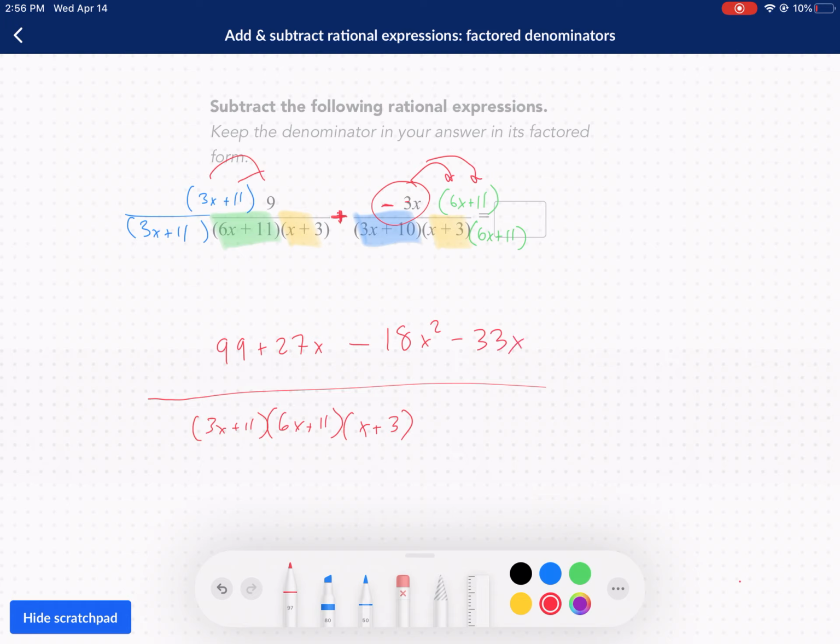Now we're going to combine like terms again. So our denominator is going to stay the same. Okay, it's going to stay as that chunk. So I'm just going to represent it like that because I don't want to rewrite the whole thing. And then we're going to go in descending order. So I'm going to go negative 18x squared. There's no other terms of that. 27x minus 33x gives us minus 6x, and then plus 99. And that's our final answer over the common denominator we already talked about.